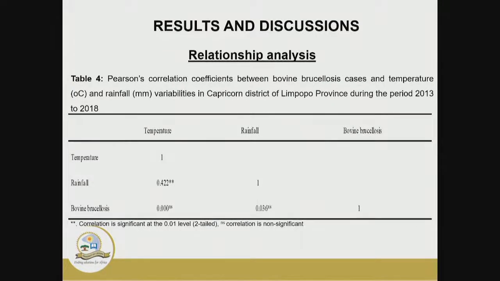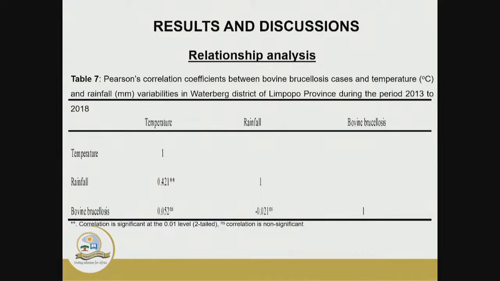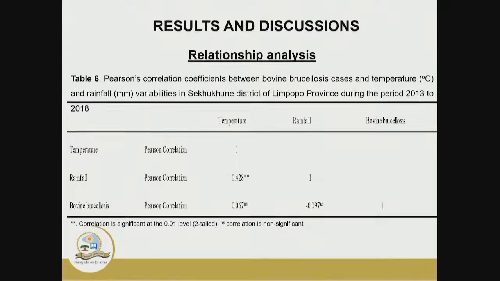So for this one, it was found that there was a weak correlation that was non-significant. And then the very same thing was found in Mopani district, whereby the correlations were weak and non-significant as well. And it also includes other districts as well.